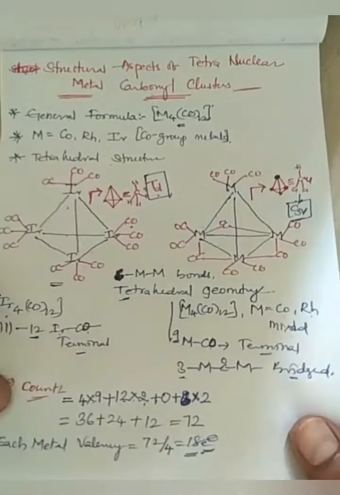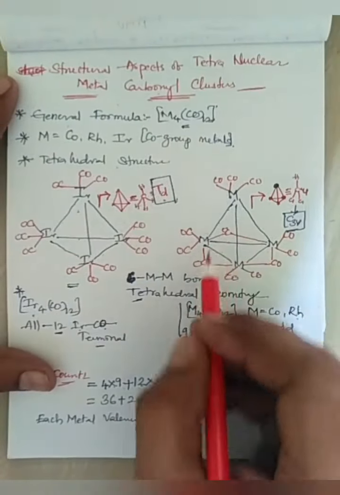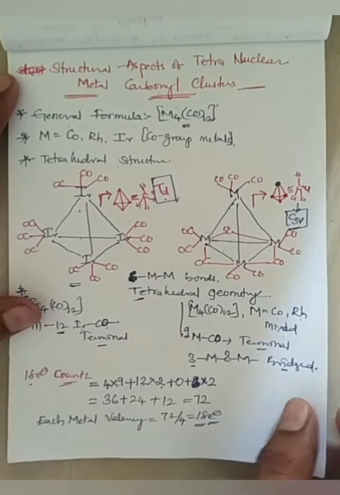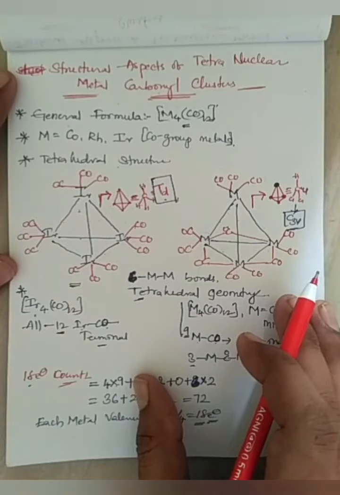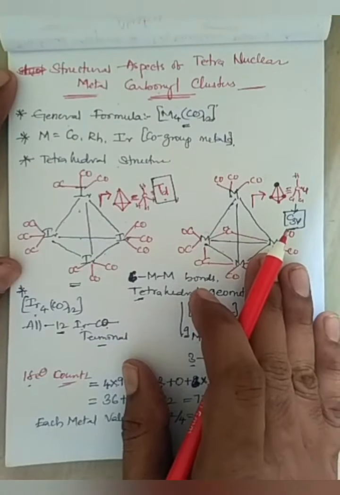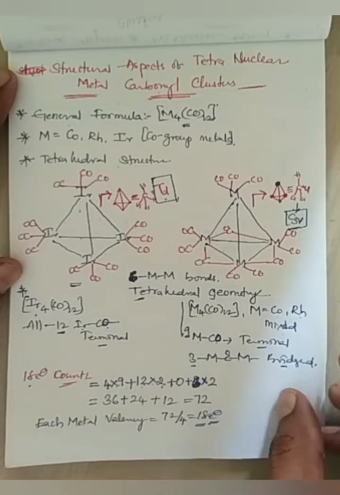And when we see the bond orders here, the metal to metal bond order will be 1, right? Each metal to metal bond order will be 1. So like this, we can explain the tetranuclear metal carbonyl clusters' geometry or structural aspects, right?